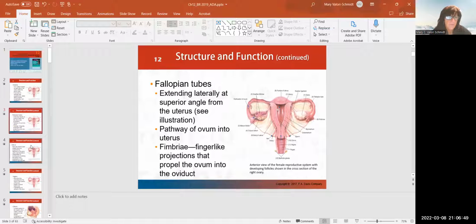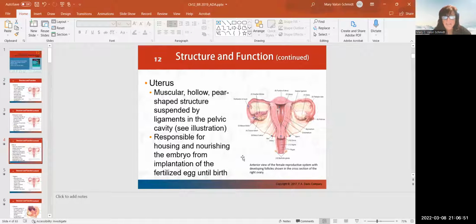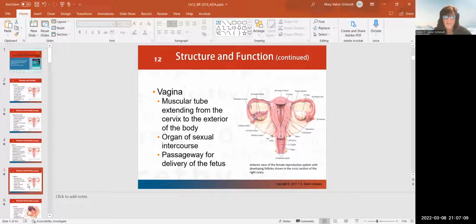So next, the uterus. It is a muscular, hollow, pear-shaped structure, and it kind of just hangs. It's suspended by ligaments in the pelvic cavity. That is where the zygote, then embryo, then fetus will live until its birth. The vagina is a muscular tube that extends from the cervix, which is the neck of the uterus, to outside of the body. It is the organ for sexual intercourse, and it's the pathway, or birth canal, for delivery of the baby.